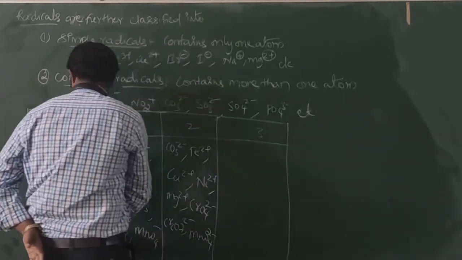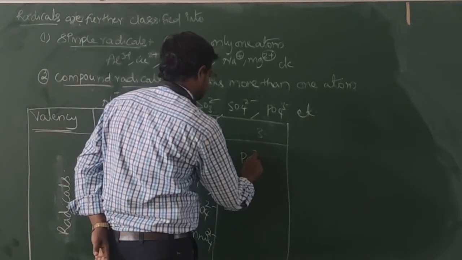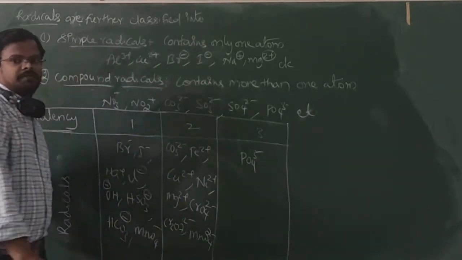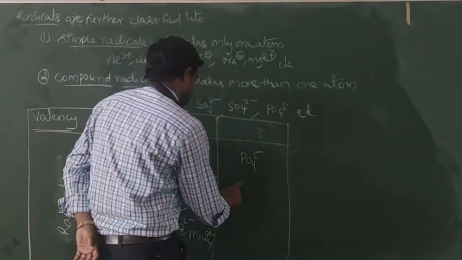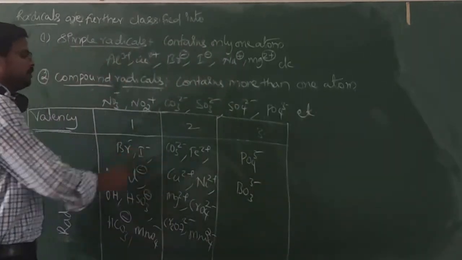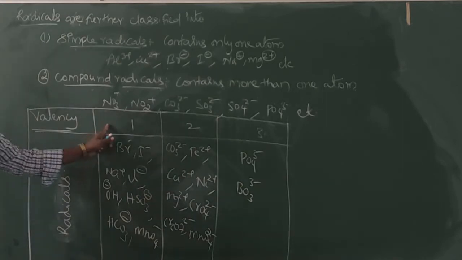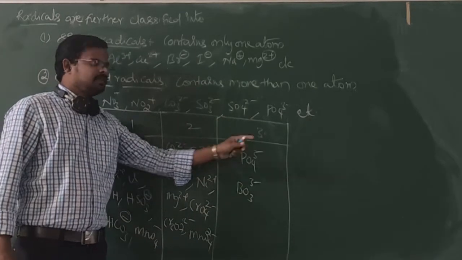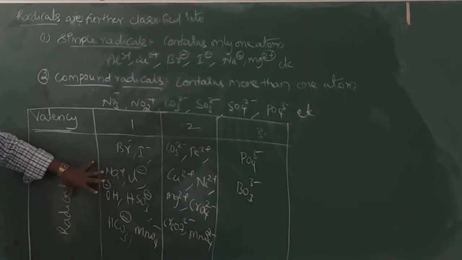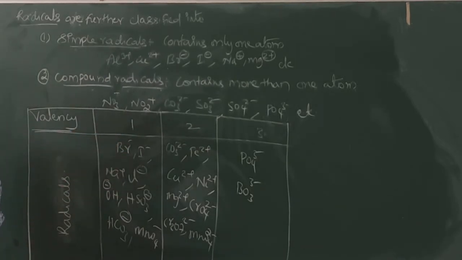Next, trivalency, that means radicals whose valence is 3: PO4 3 minus, and borate also, BO3 3 minus. So those are the radicals whose valence is 1, 2 and 3. These are the list of radicals whose valence is 1, 2 and 3.